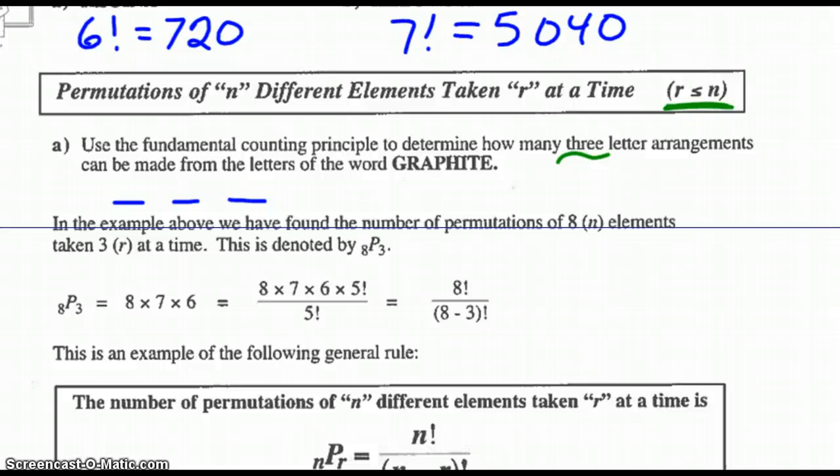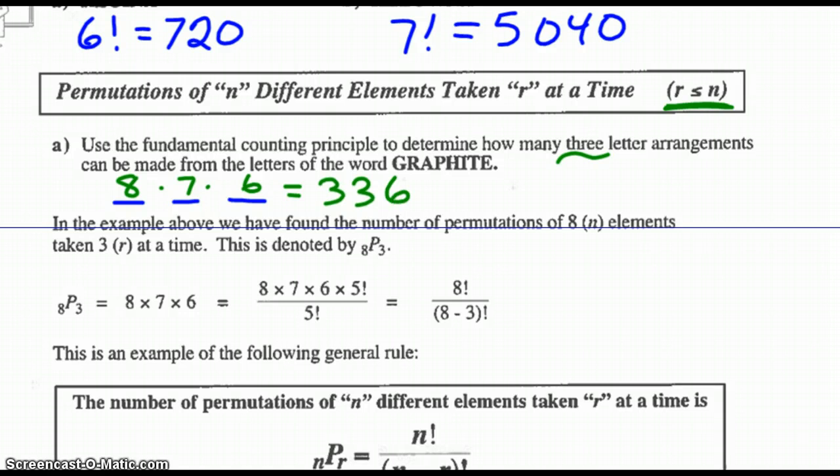That means 8 can go in the first spot, any one of those 8. I've now used 1. There's only 7 left. I've now used 2. There's only 6 left. So 8 times 7 times 6. That's the number of 3-letter arrangements or 3-letter permutations. 8 times 7 times 6 is 336.